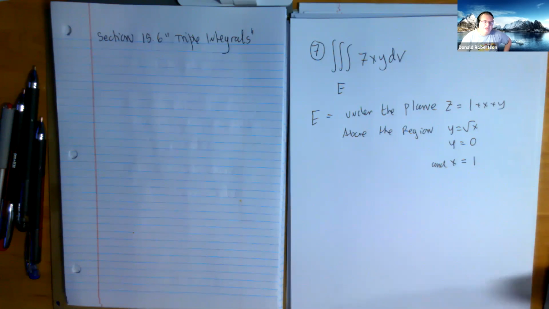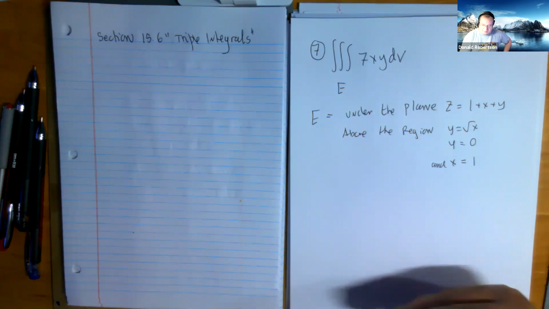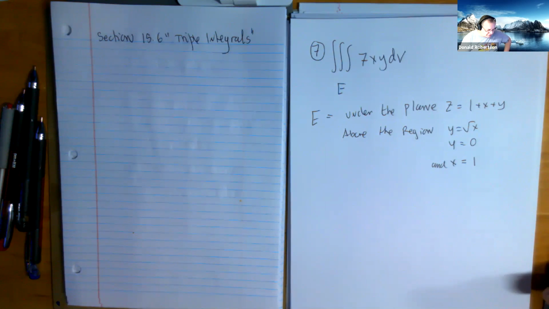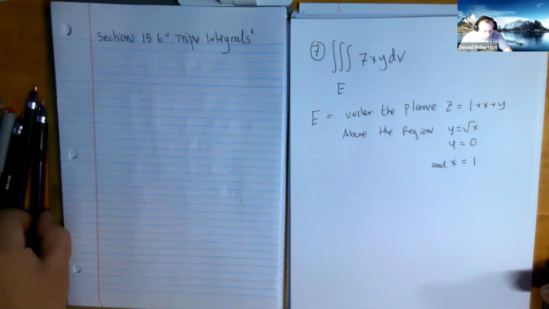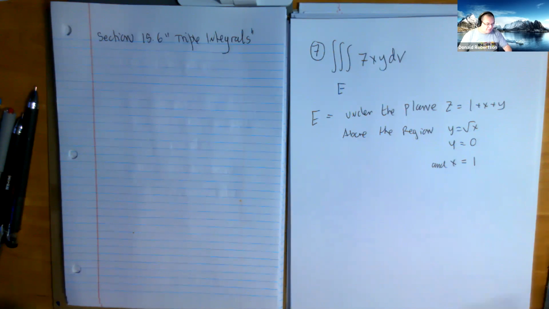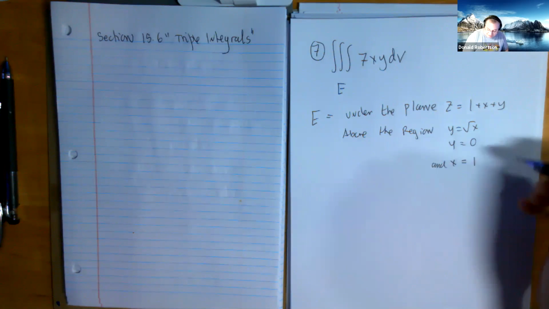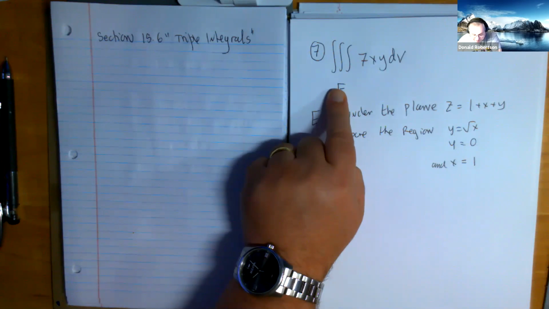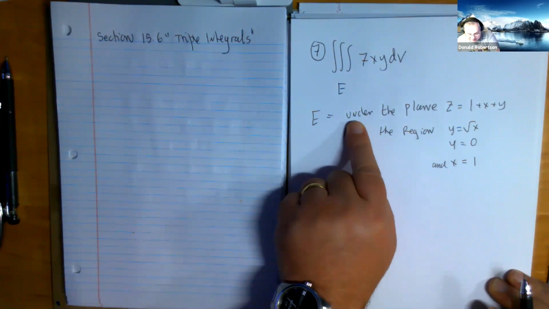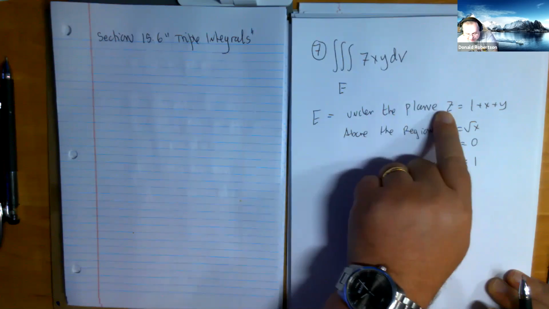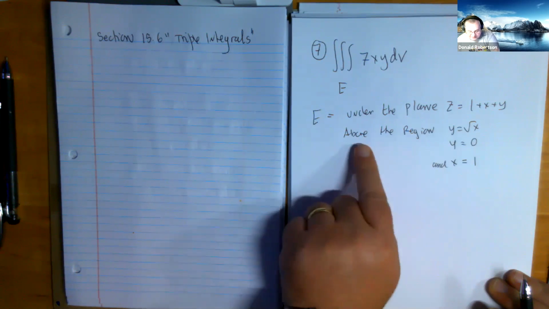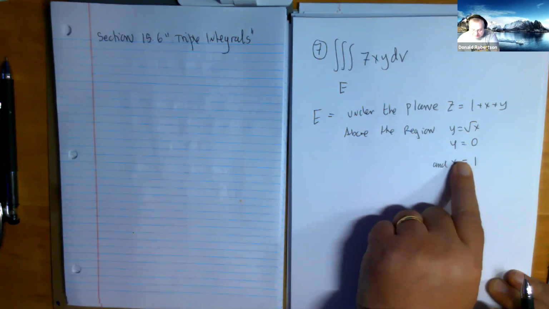Now we know that we need limits for X, limits for Y, and limits for Z, but there's really no one way in which that information can be given to you. There are lots of ways. So here's our first one. This triple integral is over E. That's the region that's under this plane, and it's above these guys.